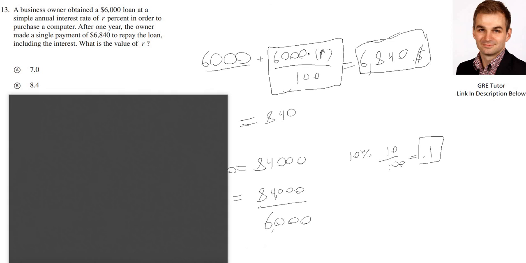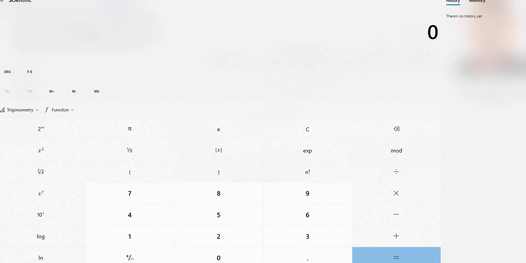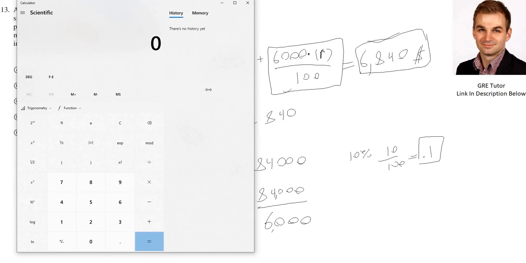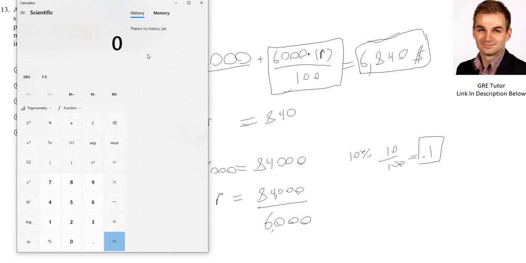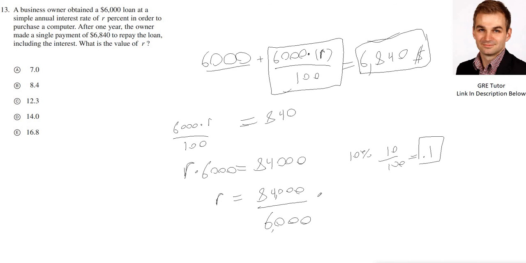So then we just grab our calculator really quick. There we go. And we get 84,000 divided by 6,000, and we get 14. So the answer is that R is equal to 14. Do we have 14? Yes, we do. So the answer is D.